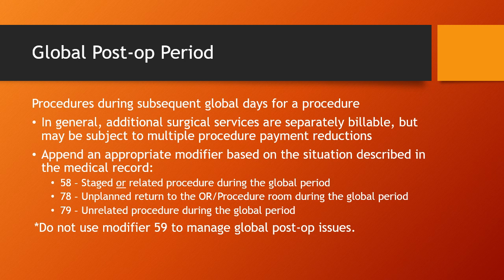It's for a staged procedure, meaning that when I did my first surgery, of which I'm in the global, I planned on coming back and doing this second stage procedure, be it major or minor. That one gets a 58 modifier, no matter where that procedure is performed. If I planned it in advance as stage 2 or 3 of this service, that's a staged procedure. Or a related procedure. So just because I didn't plan it ahead of time, if it's related to my first procedure, I'm going to go ahead and bill it with a 58.